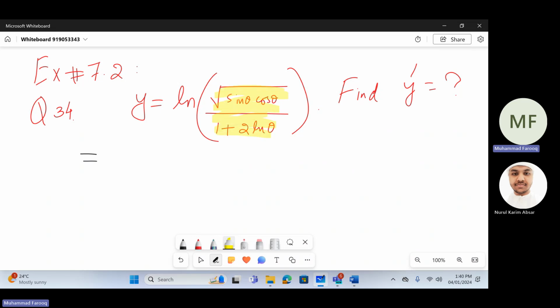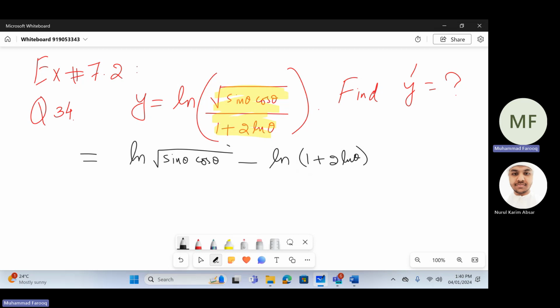And yes, we know very well, if the argument has a fraction, you can write it as a subtraction. So a fraction changes into a subtraction. So this is ln of the square root of sine theta times cosine theta, then minus. It is called ln numerator minus ln denominator, 1 plus 2 ln theta.